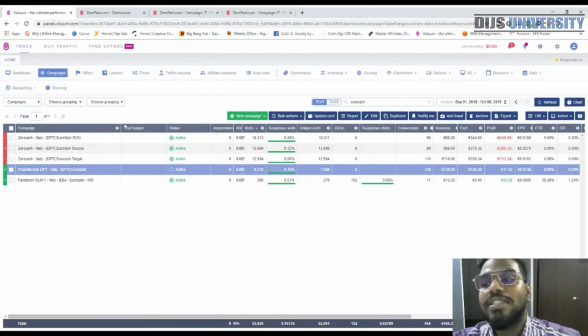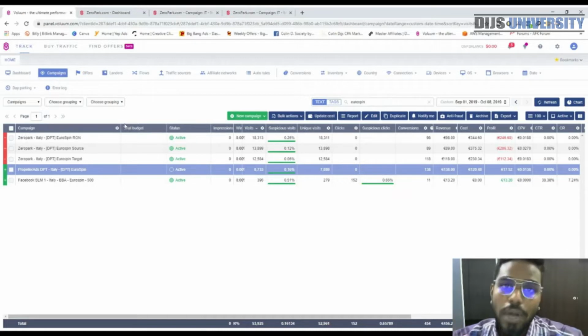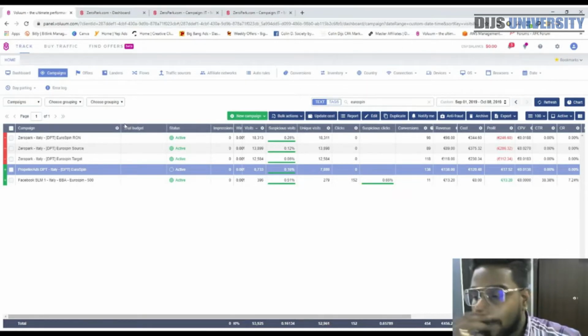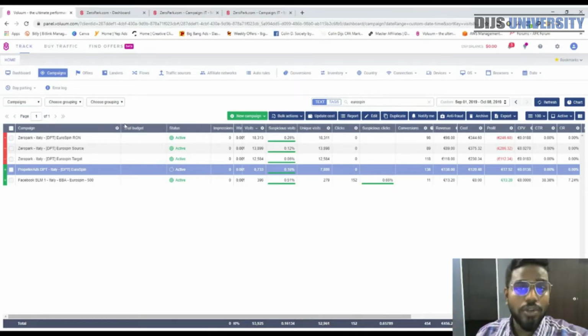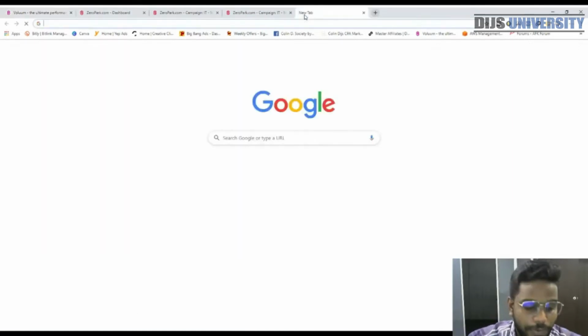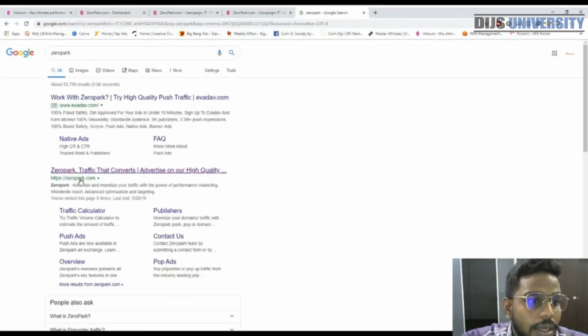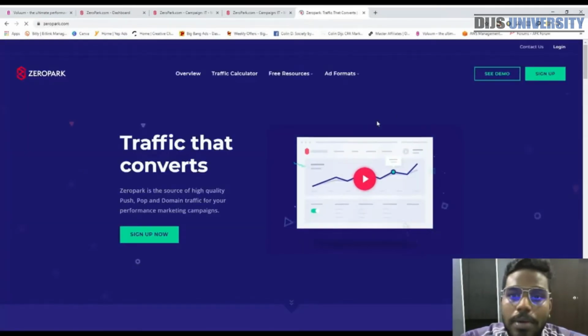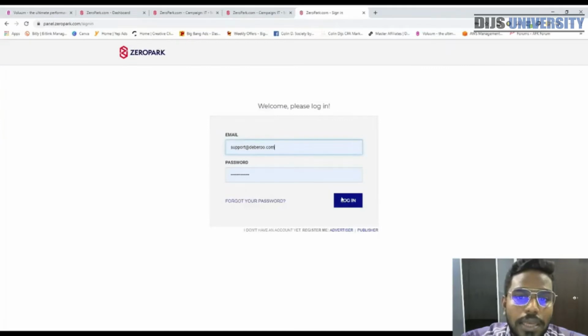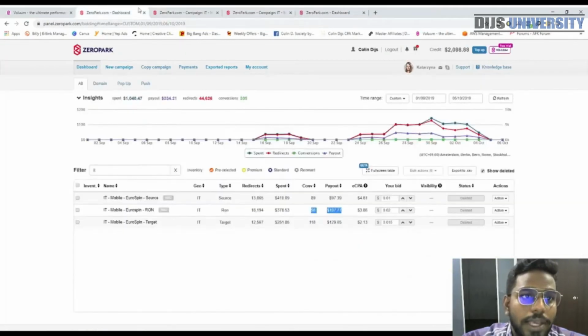Usually we will scale it with sources and target. But before we scale it with sources and target, we will actually run it on run of network. If you go to Zeropark, I'm going to show you. Sorry guys, I hope all my campaigns are not disturbed.